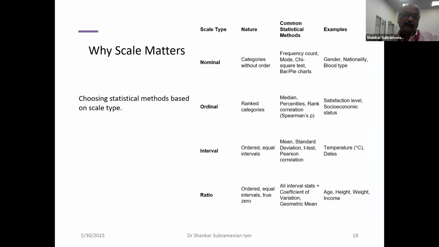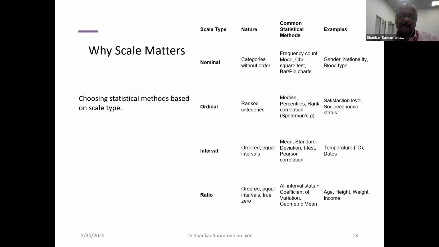So these are some of the measurement examples to understand the nominal, ordinal, interval, and ratio scales. Why does scale matter? Choosing the statistical methods is based on the scale type. For the nominal scale, the nature is categories without order, so we use frequency count, mode, the chi-square test, and bar and pie charts. Examples are gender, nationality, blood type. The ordinal scale is ranked categories, so we look at the median, percentiles, rank correlation, and Spearman's rho. Examples are satisfaction level and socioeconomic status.